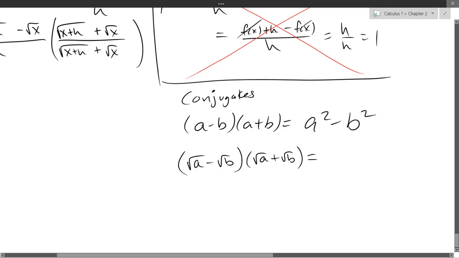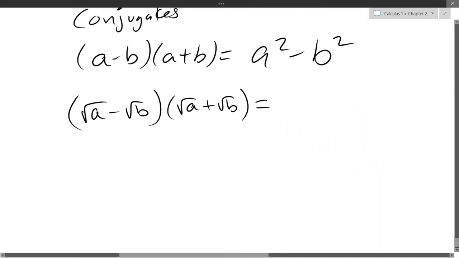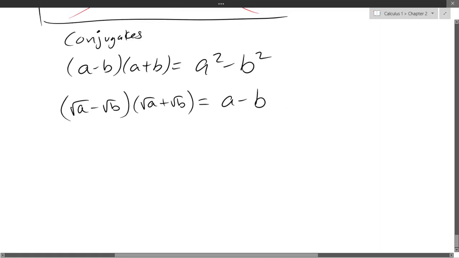So multiply these conjugates together right now, and tell me what you get. They're still conjugates. Thing minus thing multiplied by thing plus thing. So multiply them out. Tell me what you get. A minus B. So that's another way you can use conjugates.